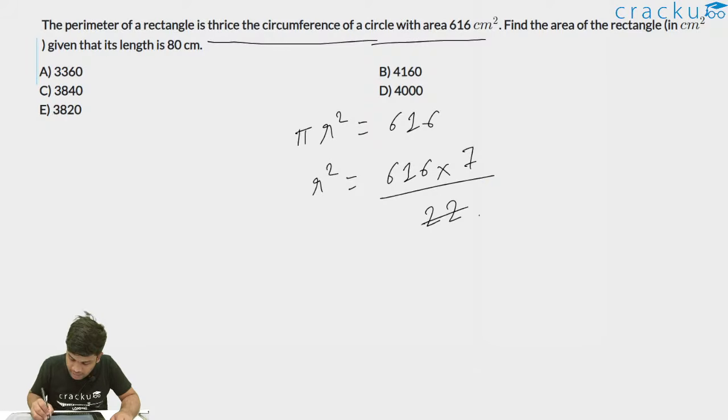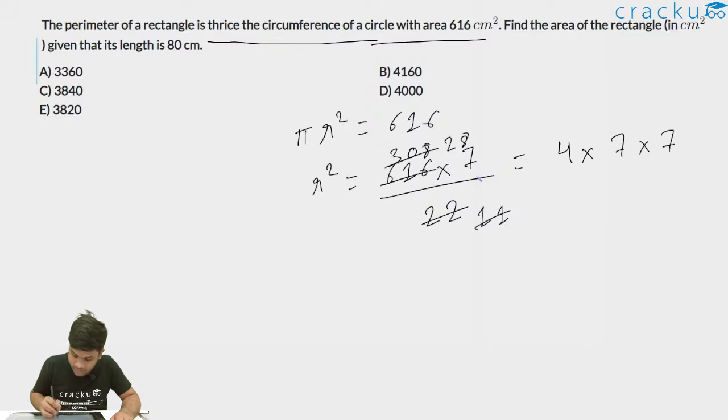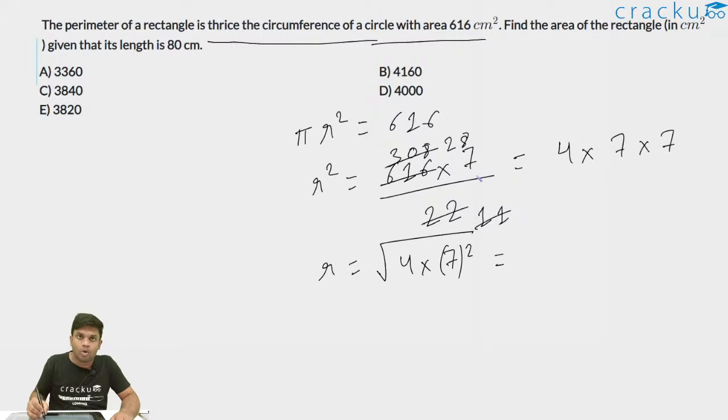So this will cancel out 2 times, it will be 11, again 2 times 308, and 11 will cancel out, 11 2s are 22 and 11 8s are 88. So 28, which will be 4 into 7 into 7. So the radius is root under 4 into 7 square, root 4 is 2 and root under 7 square is 7. So it is 14 centimeter. Now this is the radius of the circle.